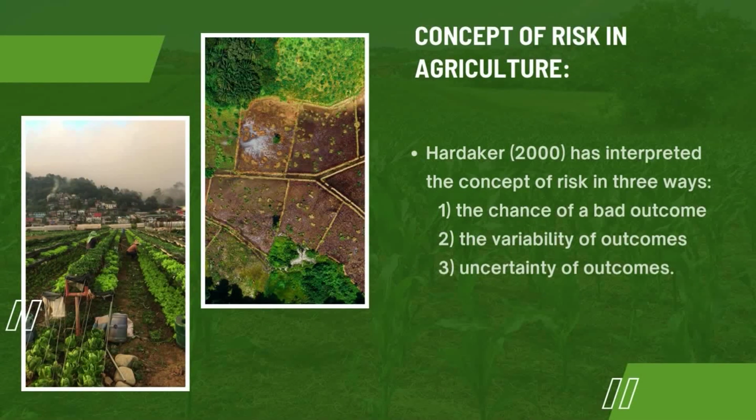Hardaker has interpreted the concept of risk in three ways. Number one, the chance of a bad outcome. Number two, the variability of outcomes. Number three, uncertainty of outcomes. Building on the word variability in the second interpretation, other words that characterize risk include robustness, vulnerability, and resilience.